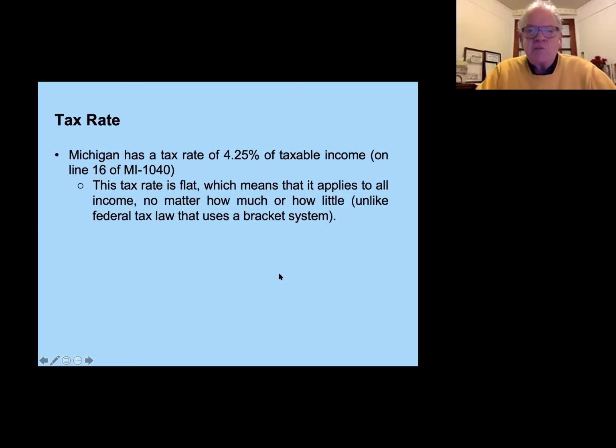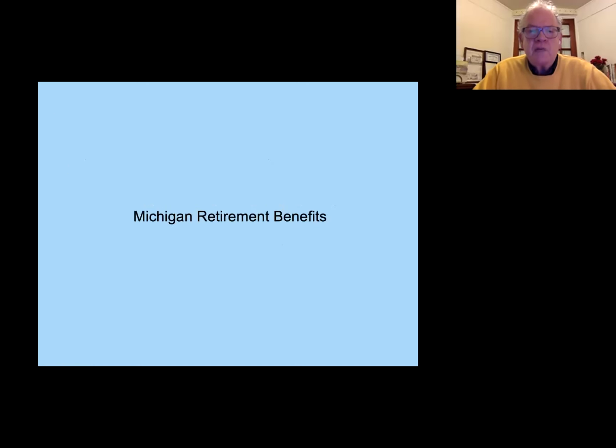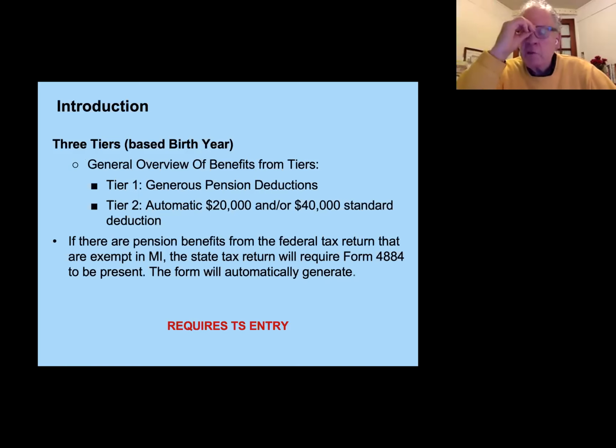So the tax rate's been 4.25% for a long time, and it's a flat tax, no matter how much income you have, unlike the federal system, which uses a progressive tax bracket system. So now we're going to get into retirement benefits. So you might want to have a sip of coffee or whatever wine you're drinking.